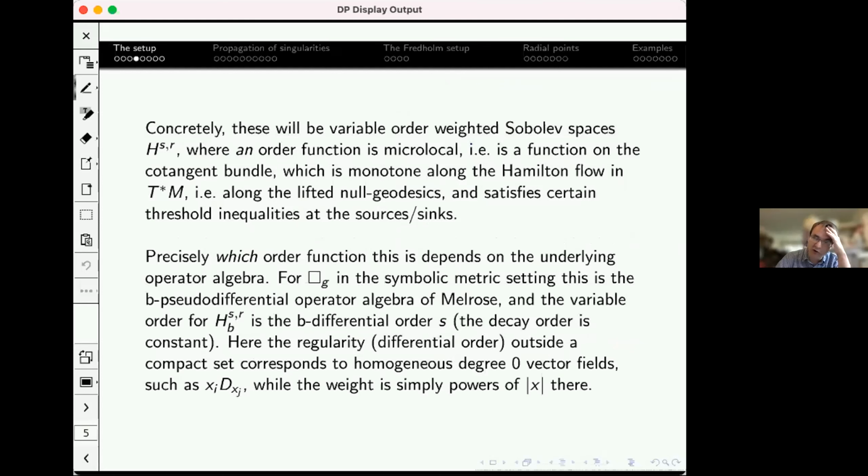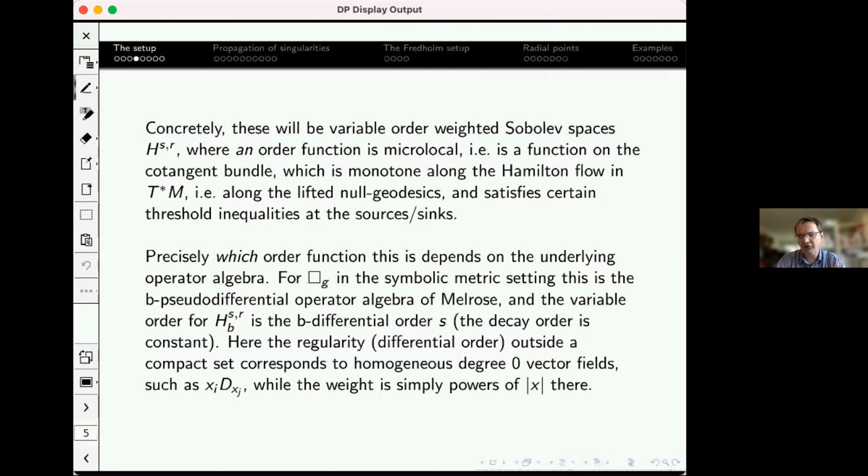Okay, and so the spaces on which we work will be based on weighted Sobolev spaces, but these are going to be variable order weighted Sobolev spaces. I will give you a couple of examples in a moment. There are two orders, or it could be more, but in some concrete situations it's going to be two; in others it could just be one. That's going to be actually the main thing I will talk about in most of this talk.